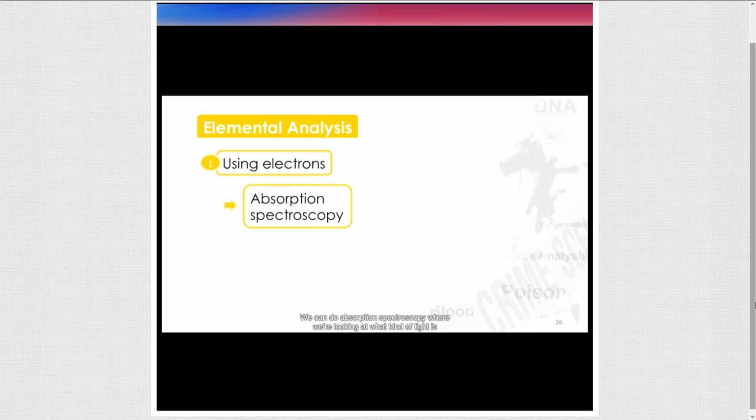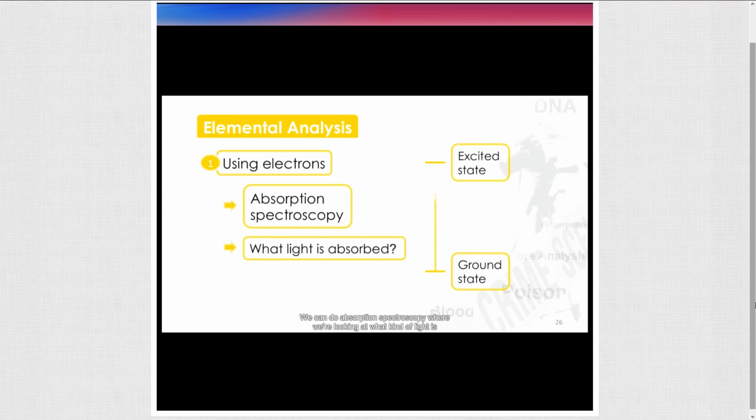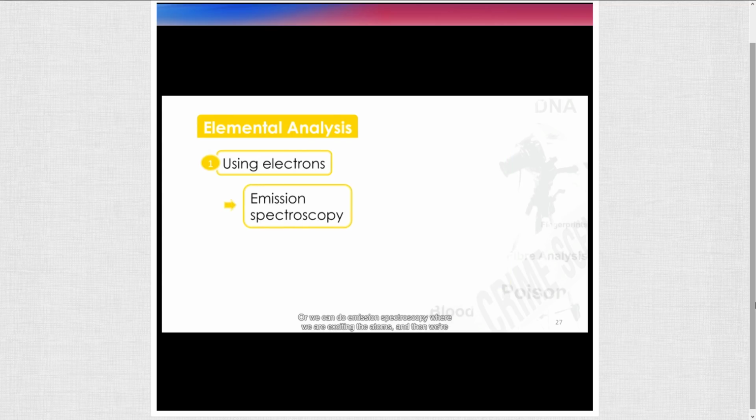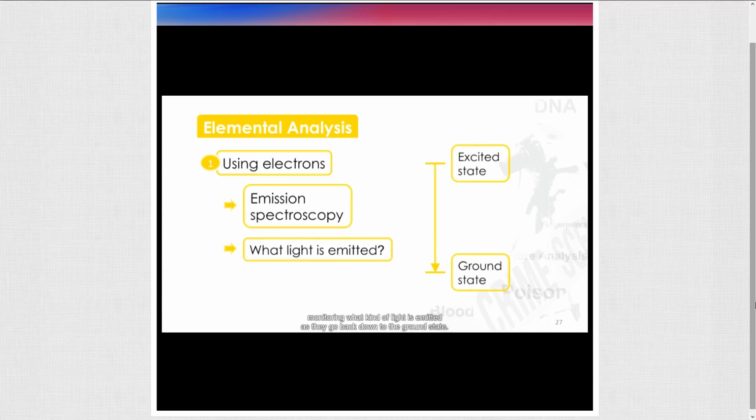We can do absorption spectroscopy, where we're looking at what kind of light is absorbed by a particular atom as the atoms go from ground state to excited state. Or we can do emission spectroscopy, where we are exciting the atoms and then we're monitoring what kind of light is emitted as they go back down to the ground state.